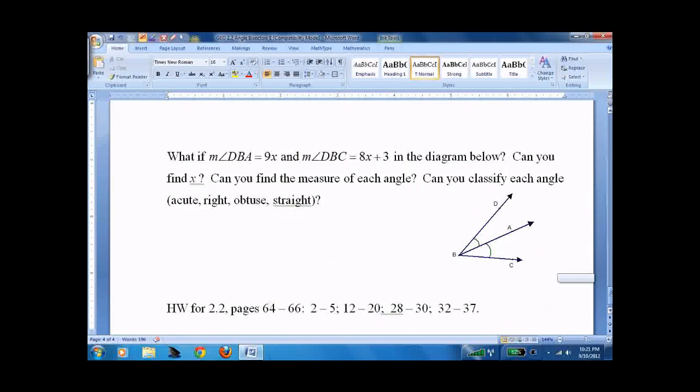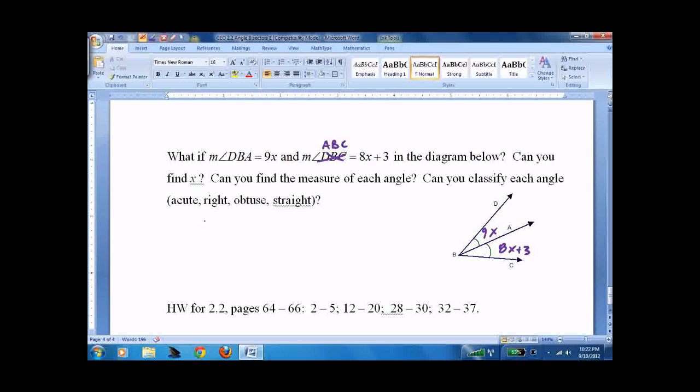So here's another one. You look at this and you say, oh, that means they're equal. Therefore, this is a bisector. And it turns out DBA is 9x. And ABC, this should say ABC, is 8x plus 3. So can we find x?